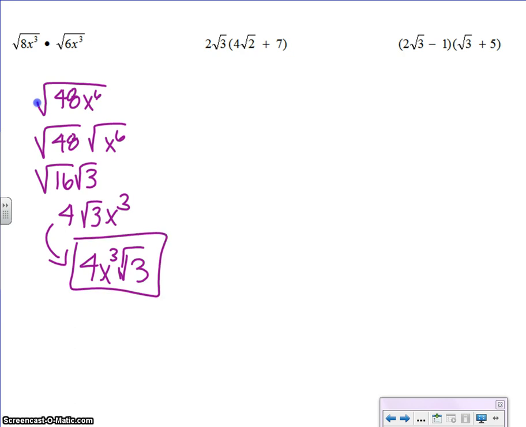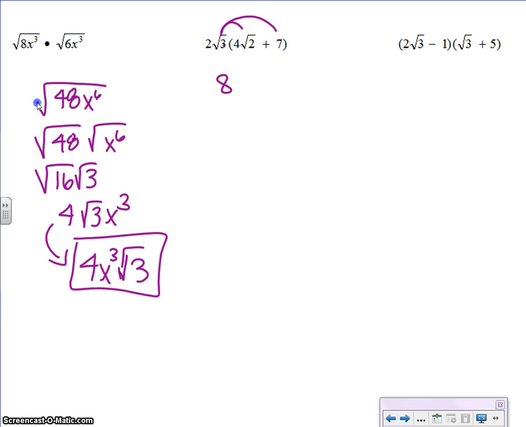All right, let's talk about a distributive property one. When I'm doing 2 root 3 times 4 root 2, I'll show you the distributive property way, and then Cash does that box, so we'll kind of talk about that as well. So the distributive property way, 2 times 4 is 8.